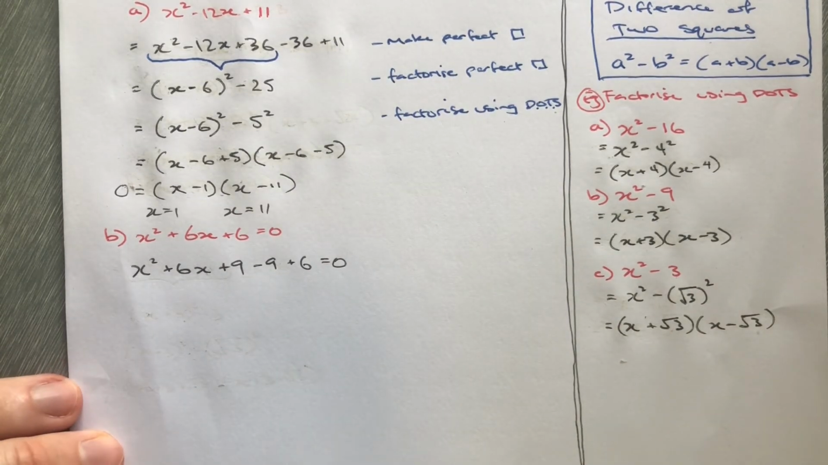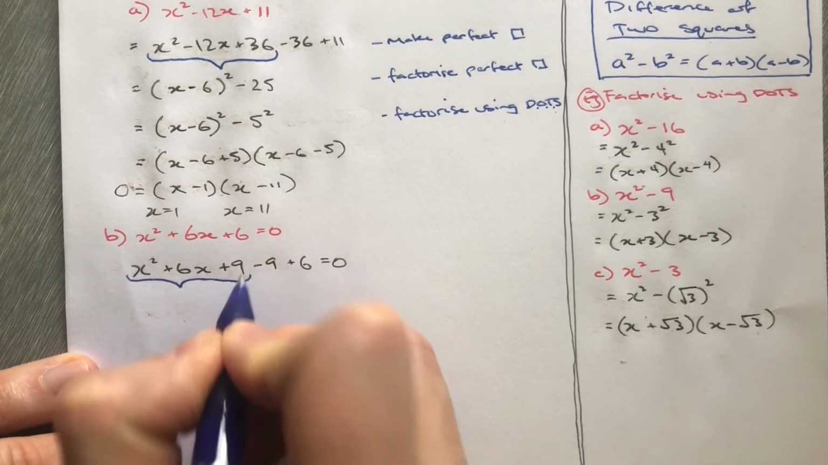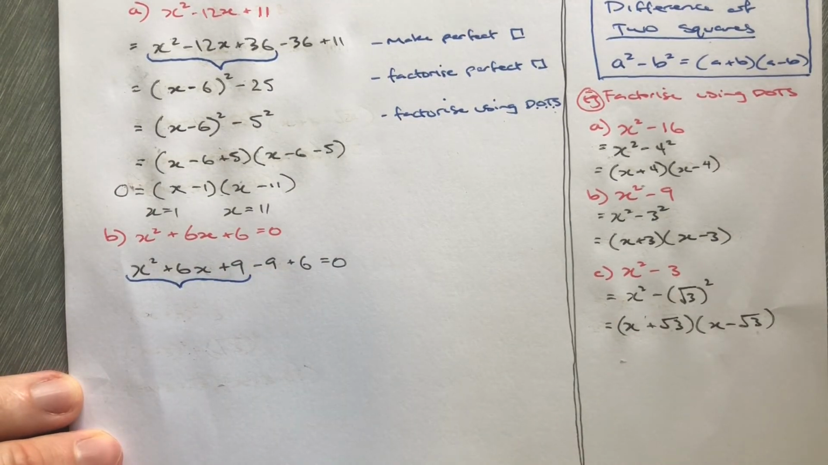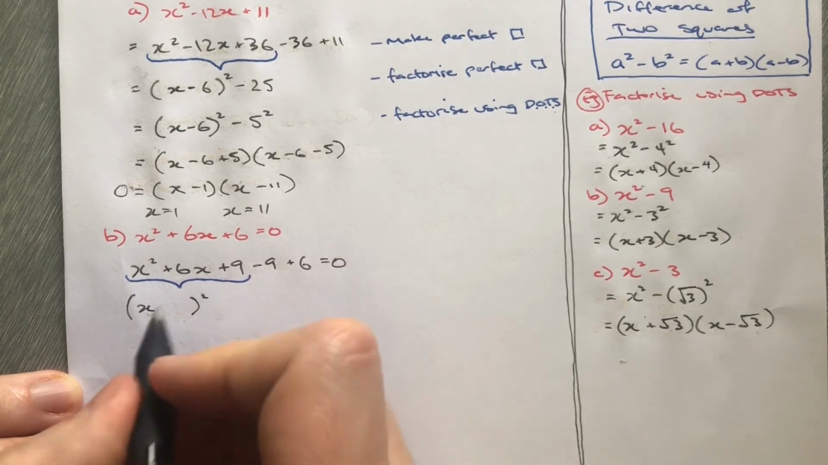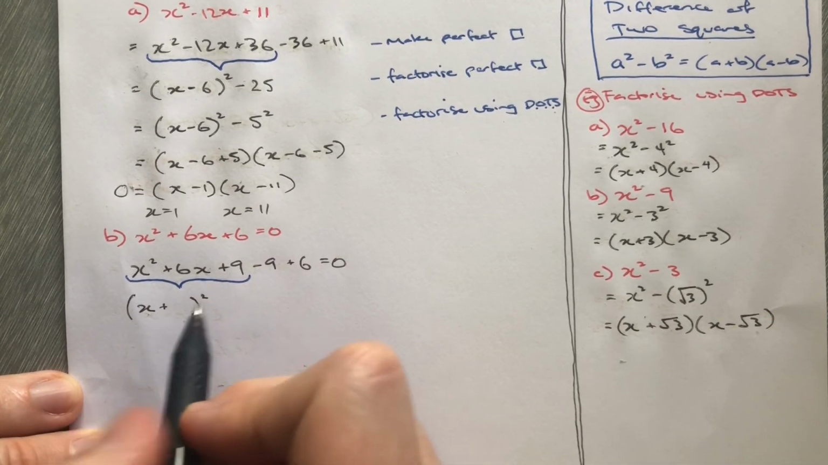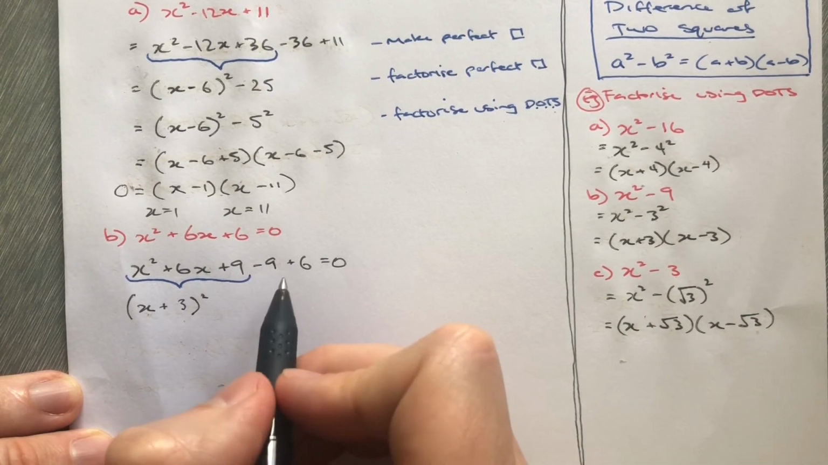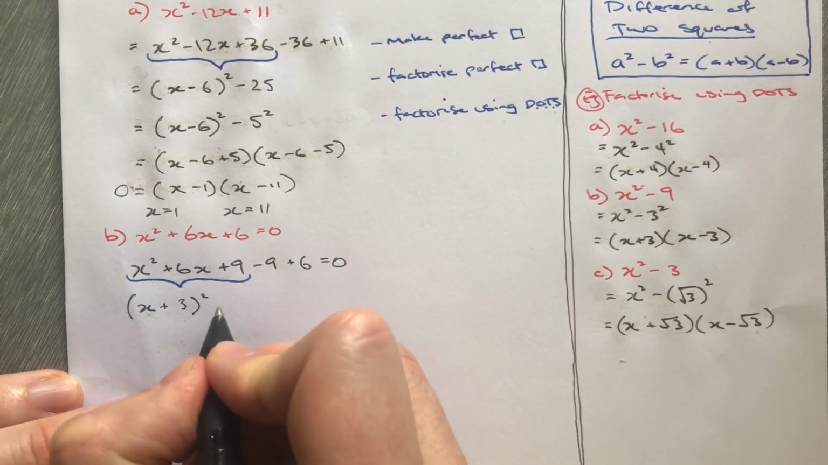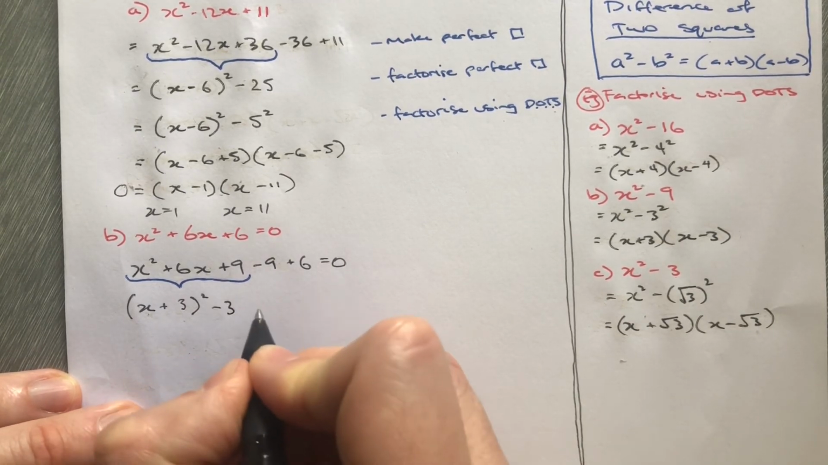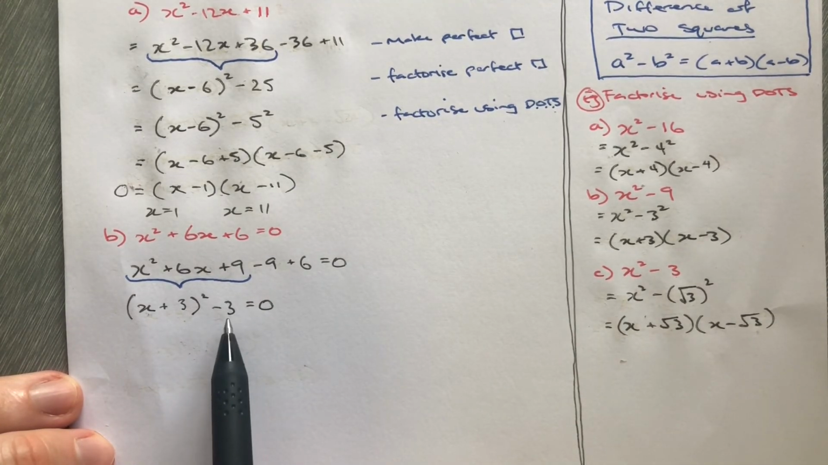Okay, now we want to focus on this bit here, because this is actually a perfect square that we made that we can easily factorise. So remember to factorise that. We've got our x there, it's going to be squared. There's a plus there, so we put a plus in, and we want the square root of that. There we go. Let's not forget about these numbers here. Okay, so minus 9 plus 6, minus 3. And that equals 0.